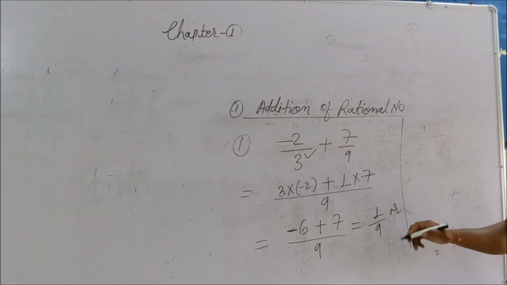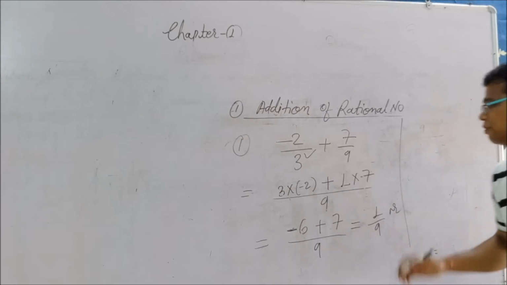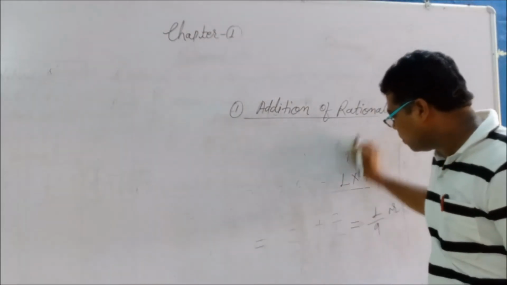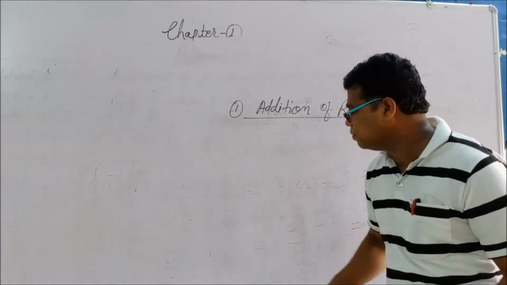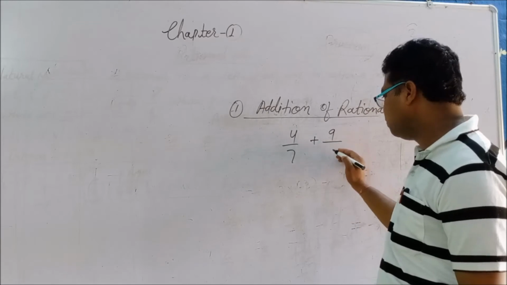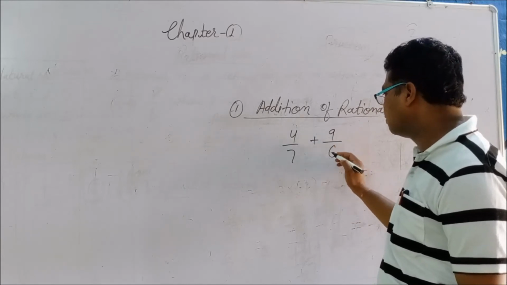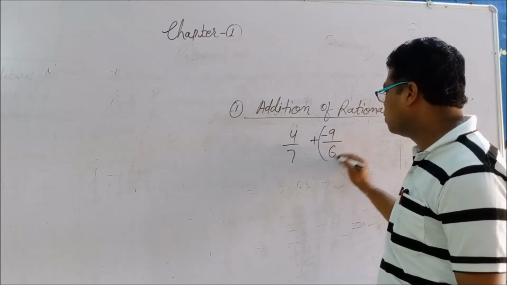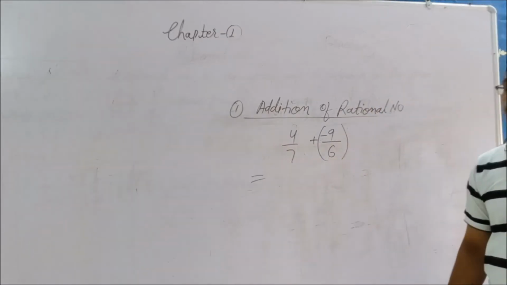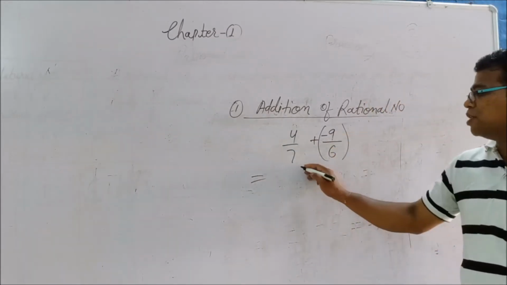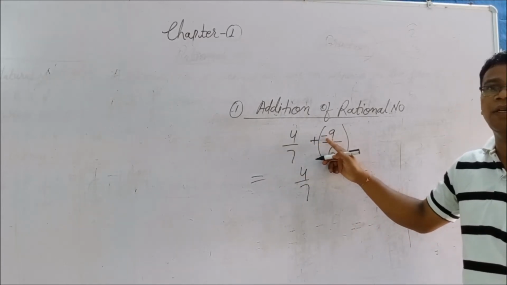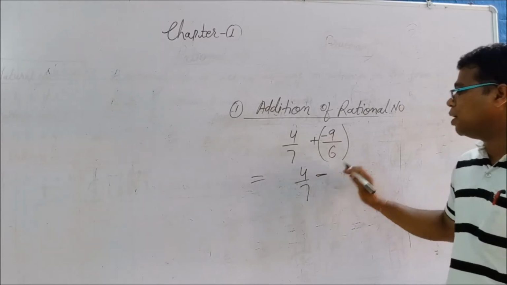Same like that, we can take another example. Let me solve another example. This time we will do it a little fast. See, 4 upon 7 plus 9 upon 6 minus 9 upon 6, we can say. This is the question. How to do it? First we will solve the bracket, means 4 upon 7 plus, and minus 9 will give me the minus sign here. Why?